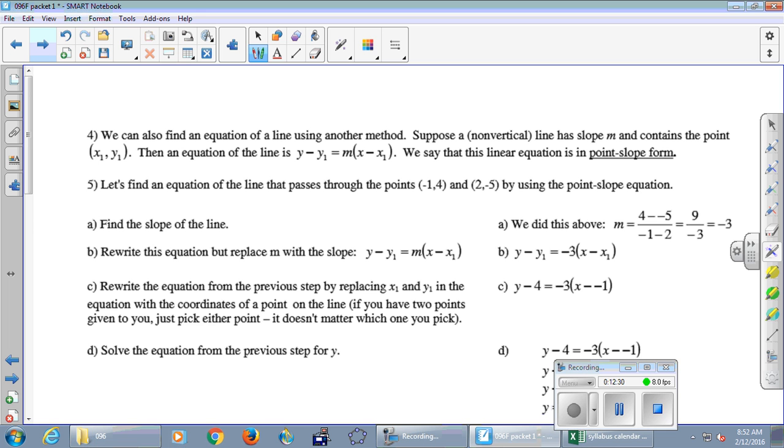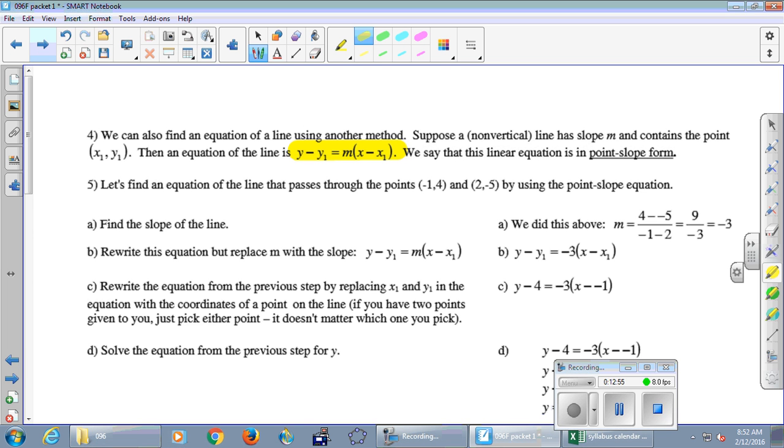Those are specific numbers. Then an equation of the line is y minus y1 equals m times x minus x1. That equation right there, we'll talk about it, but it is just an alternative to the y equals mx plus b. It gives you the same exact answer at the end of the day. It's just another option for you. We say that this linear equation is in point-slope form. Let's see how we use that equation.